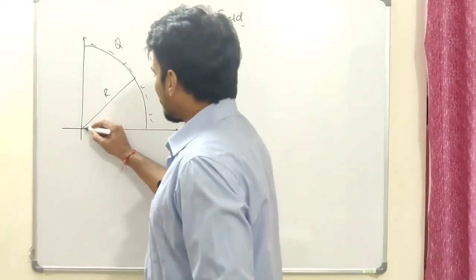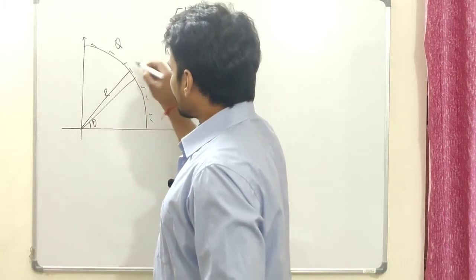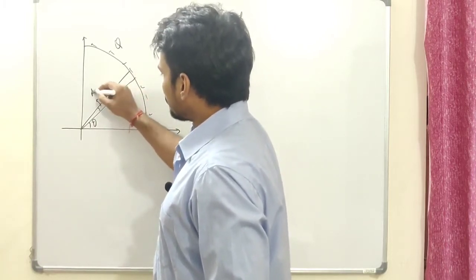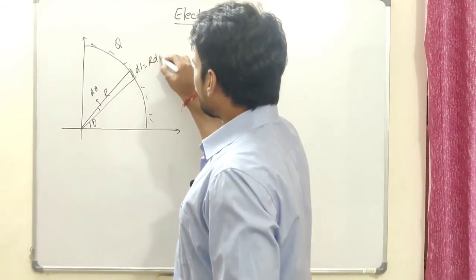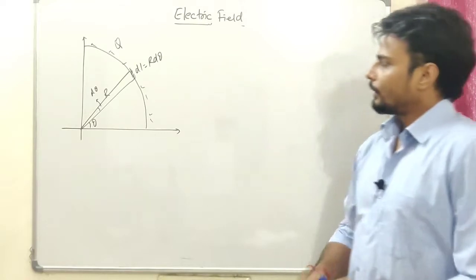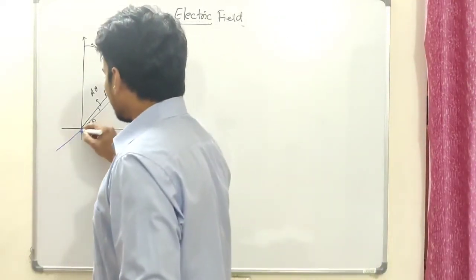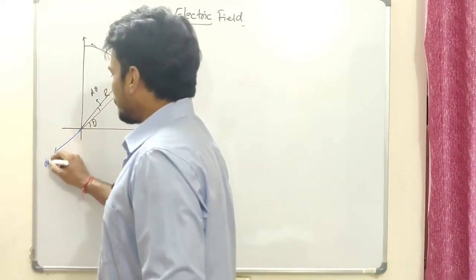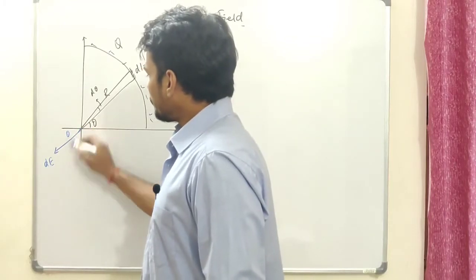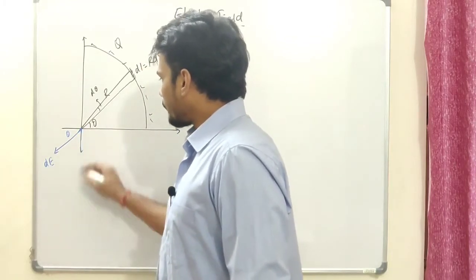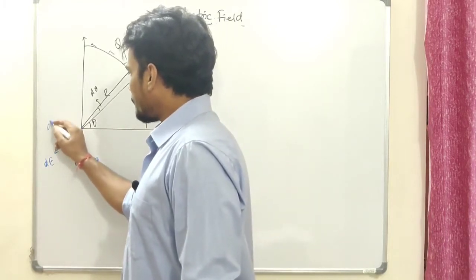I'm going to choose a small element at angle theta, let's say this is d theta. So this small element dl should be r d theta. The field because of this element at this particular point should be in this direction, that's your small dE. If this angle is theta, there are two parts of it: one in this direction, dE sin theta, and the other dE cos theta.